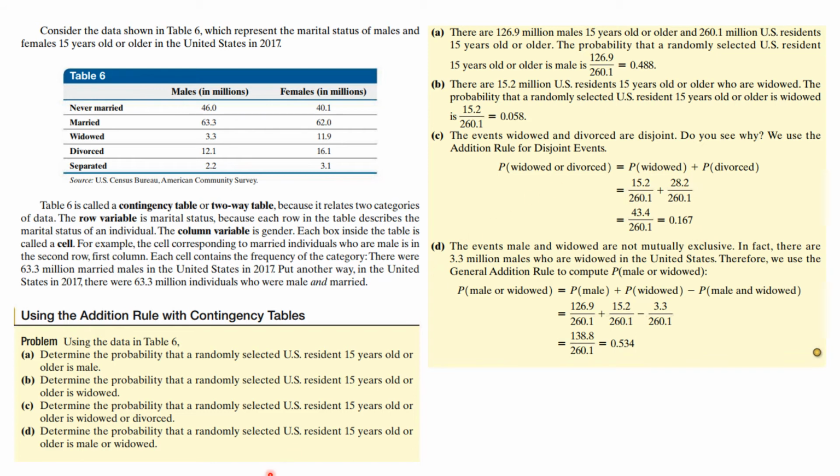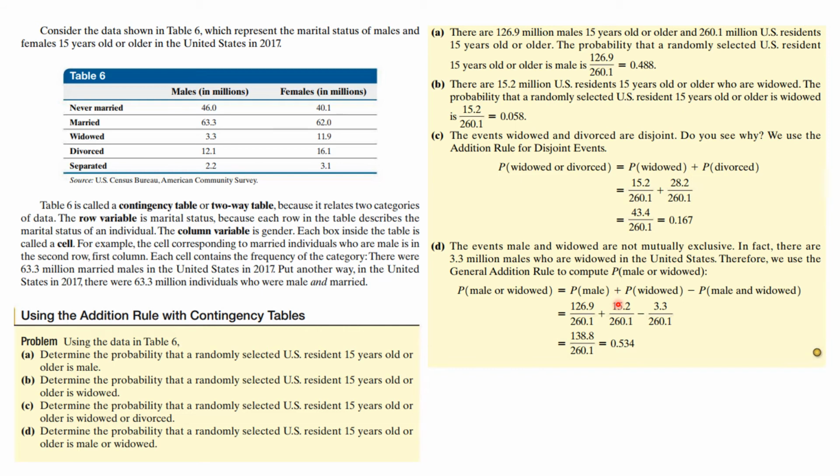And the last question that we talk about in this example is determine the probability that someone selected is male or widowed. Now here, male and widowed are not disjoint, so we have to use the general rule. So the probability of male or widowed is the probability of male plus the probability that you're widowed minus the probability you're male and widowed.